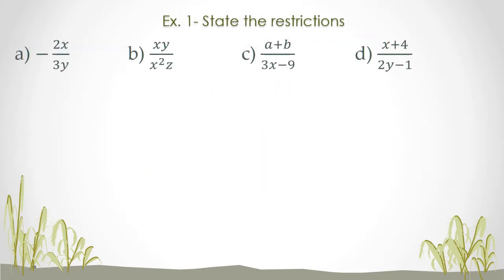Our first example, we are going to state the restriction. Restriction just means what can't you do, or what are you restricted from doing. I can never divide by 0, which means if I have a variable in the denominator, there's going to be at least one instance, possibly more, where certain values are going to make it impossible to divide by.